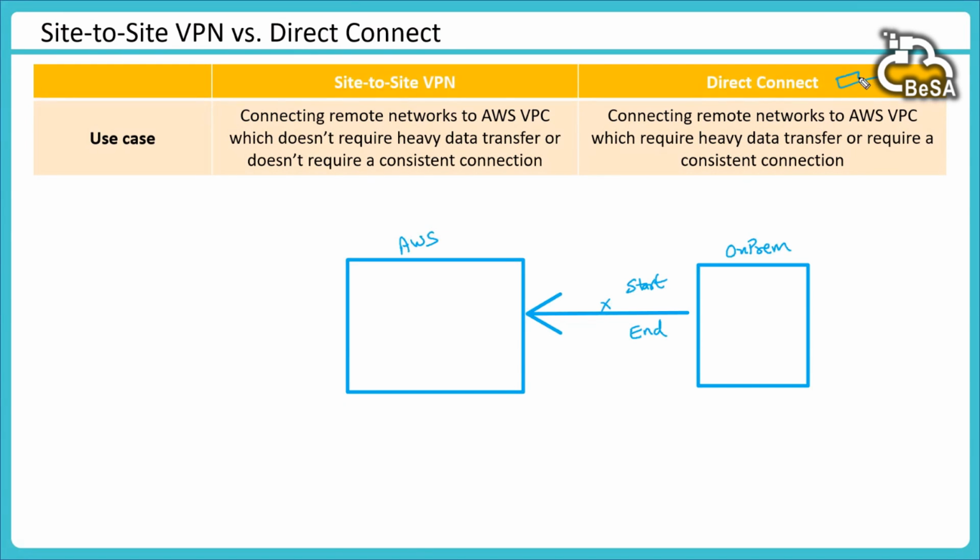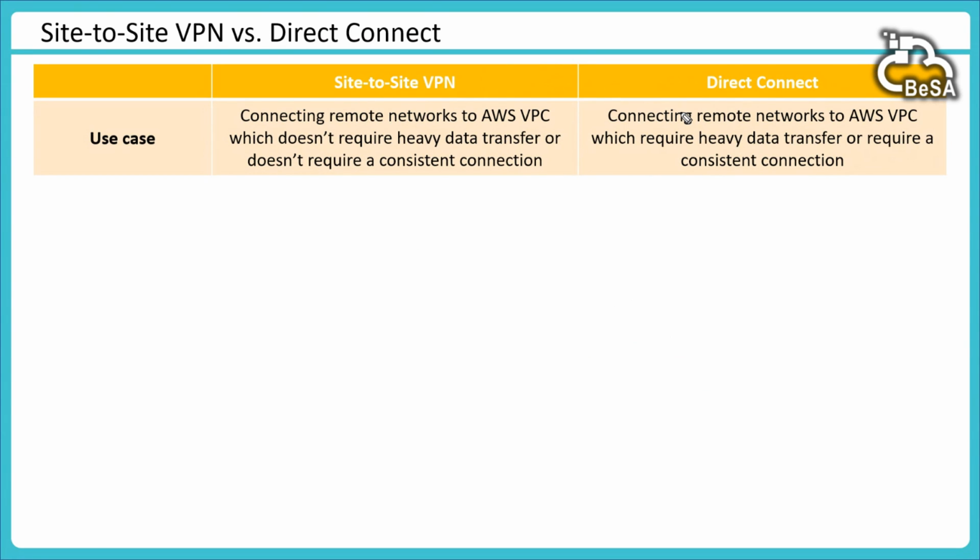Direct connect is a path which is regular. It connects a remote network to a VPC and is for when you require heavy data transfer or a consistent connection. If you have to send a lot of data from your on-prem to cloud or vice versa, then you would use direct connect. Think of it, direct connect gives you a bigger pipe, and a pipe which is always connected, and you do not have to establish that connection. A VPN connection you have to establish every time, or you could keep it up 24 by 7, but direct connect is 24 by 7. At least you pay 24 by 7 whether you use it or not. So that is what my direct connect is. Now, what else?